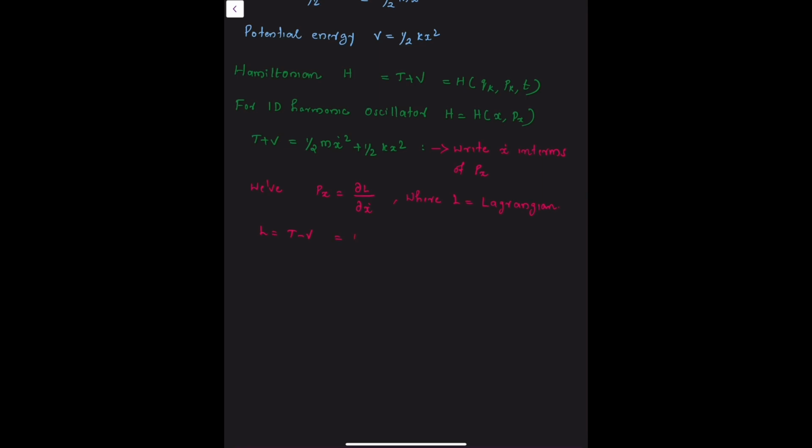What is L? Half m x dot square minus half kx square. Now px, that is equal to dou L by dou x dot, that is m x dot. Or x dot is equal to px by m. Now we have x dot in terms of px. Now substitute the value of x dot in T plus V. Then you are getting an equation that is basically the Hamiltonian.